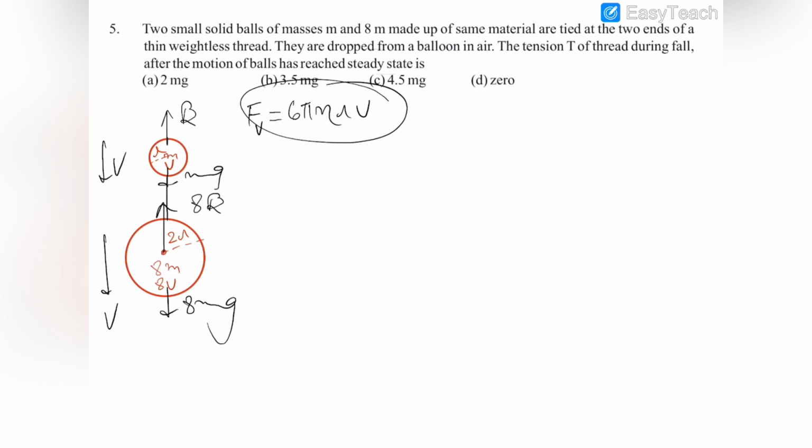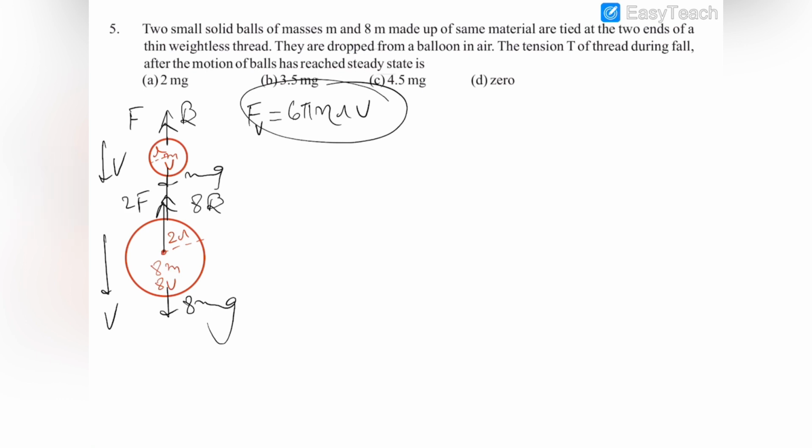And obviously if the velocity of one ball is greater, and if this ball has a greater velocity, then this thread will break. So this is not the case. And if you are thinking that the tension can be zero also, if the velocity of this ball is greater, the velocity of this ball cannot be greater than this ball, because the viscous force acting on this ball is F, let's suppose, then the viscous force acting on this ball will be 2F.